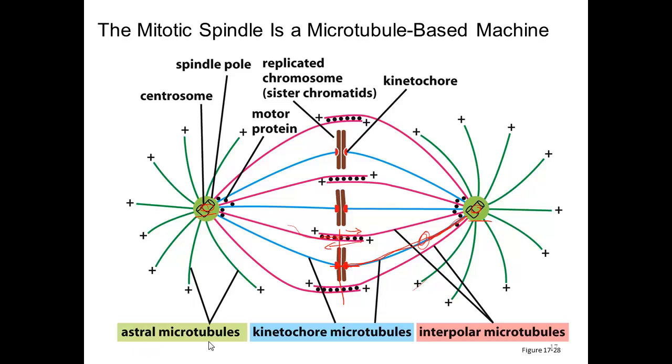Finally, there are the microtubules referred to as the astral microtubules, which help position the centrosome in relation to the cell membrane. These are obviously kept shorter for that, and then they will actually get shorter and shorter as these two centrosomes are pushed farther and farther apart.